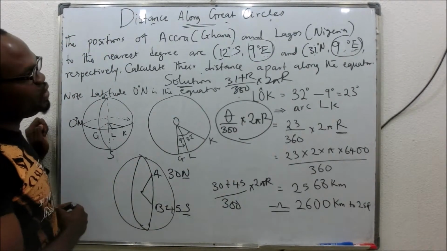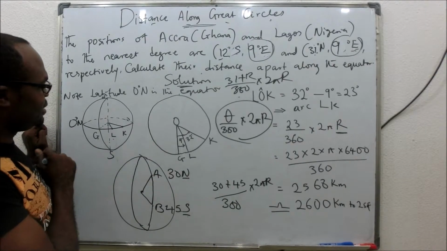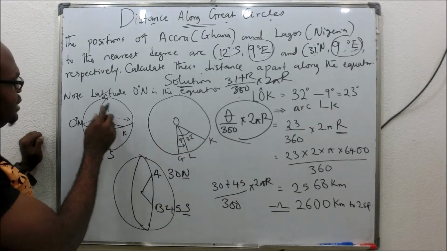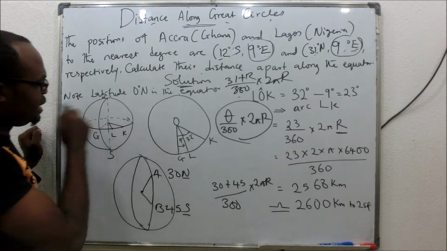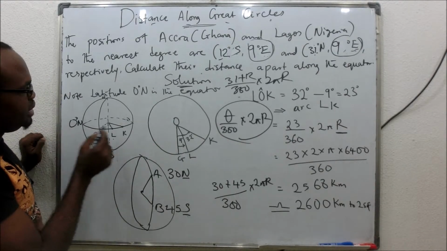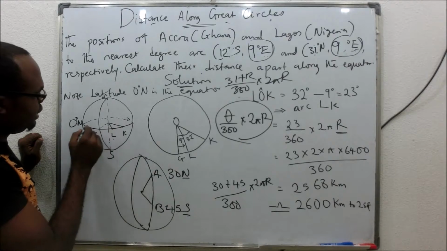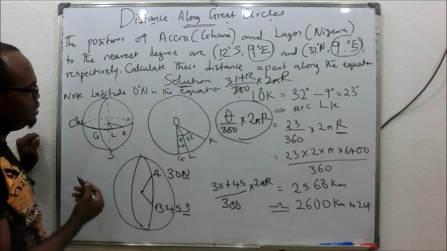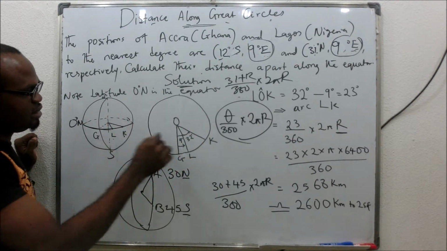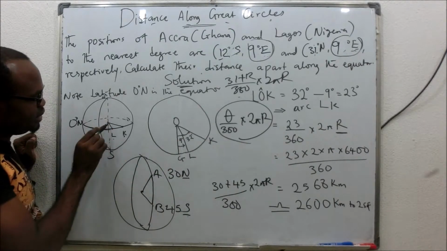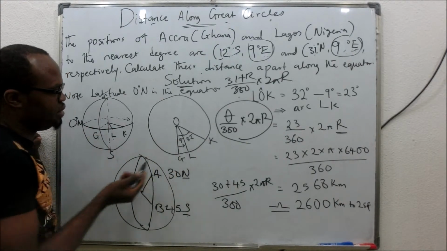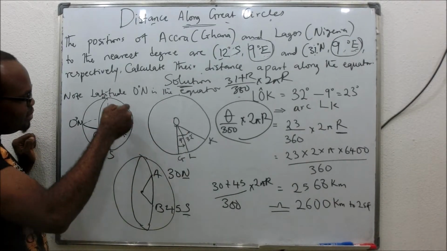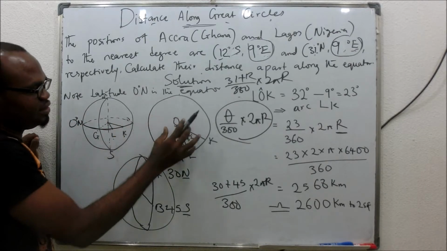Now, why did we have to subtract in order to get 23? Now, if you look at this question, this is the initial diagram that is given. Now, it is being calculated along the equator. So this equator is a circle on its own, and that is the circle that I brought out here. From the middle, you have point K, point L, and point G. So this circle is actually the circle of the equator. So I brought it out to be clearer.